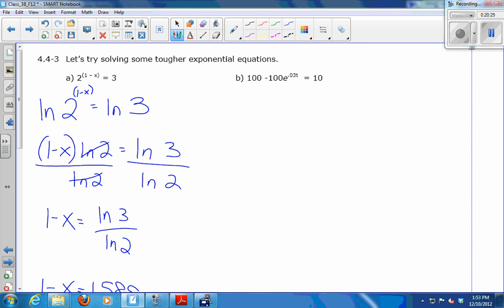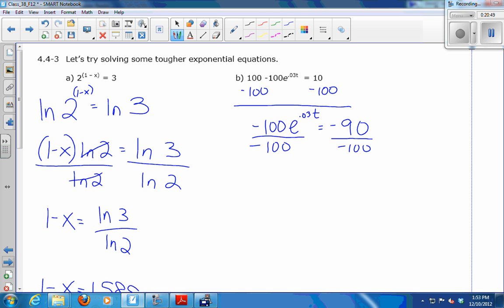So subtract 100 from both sides. I'm trying to isolate the exponential piece. So I get negative 100 e to the 0.03 t equals negative 90. Then what? Get rid of the minus 100 by dividing it out. So I get e to the 0.03 t equals 0.9.